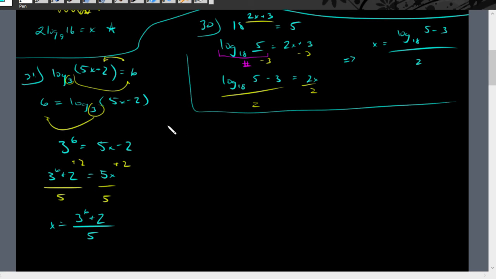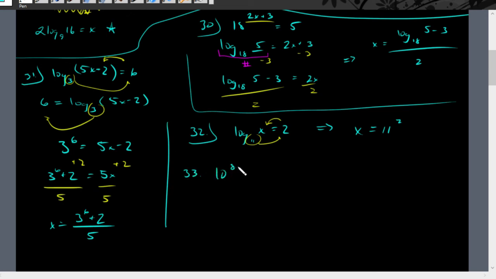Number 32. This is going to go to 36, by the way. Number 32: log base 11 of x equals 2. Super, super straightforward here. It's just one conversion and you're done. 11 to the 2nd equals x. And that's it. 11 to the 2nd equals x. Wow, easy peasy.